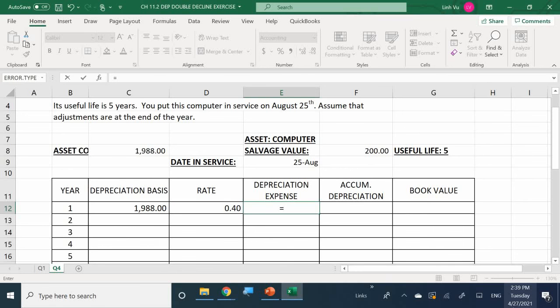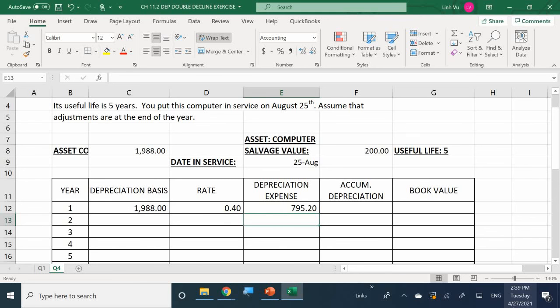If I do depreciation basis times rate, this right here is to depreciate it for the whole year. Now, how old is my asset? It's only 4 months, right? So can I say I can depreciate my asset for a whole year? No, you can't because it's only 4 months old. You can't call your baby 1 year old if it's only 4 months old.